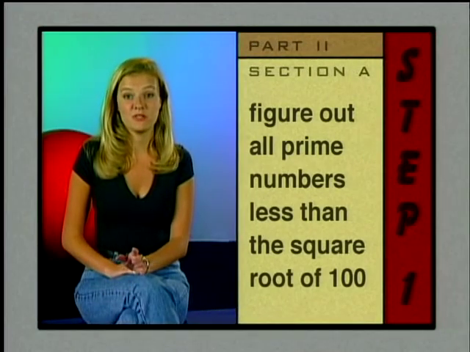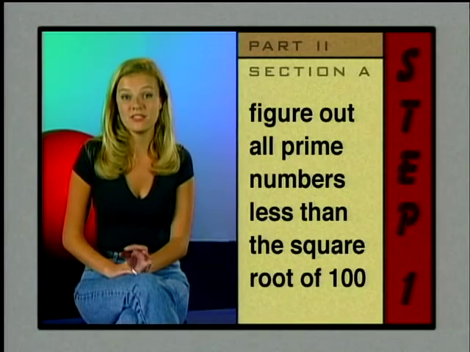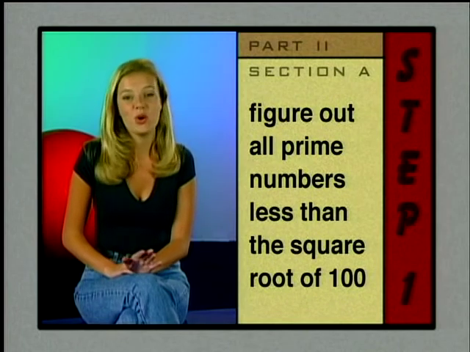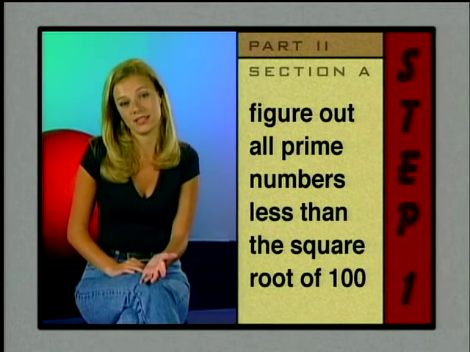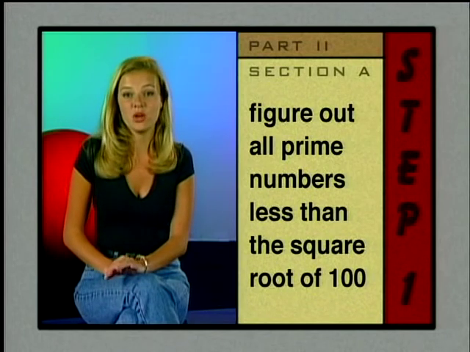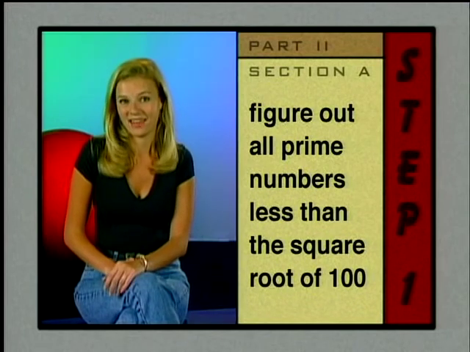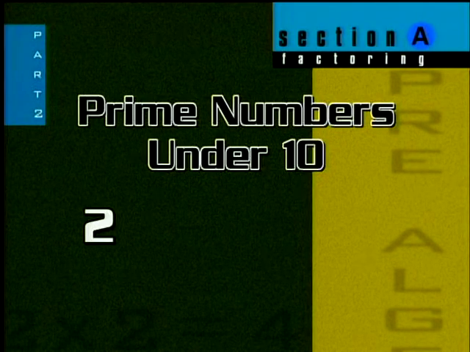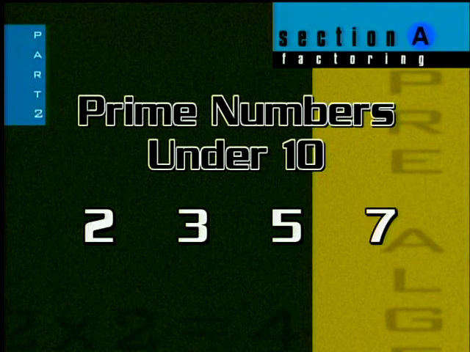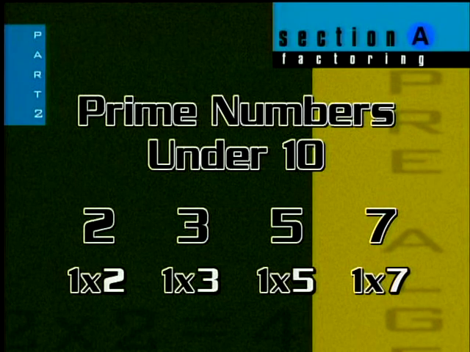Our first step is to figure out all of the prime numbers less than the square root of 100. If you don't know about square roots yet, don't worry too much about it right now. We're going to look at that more in the next section. For now, just know that the square root of 100 equals 10. So what are all the prime numbers under 10? We've got 2, 3, 5, and 7. Remember, we know this because each of these numbers has only two factors, 1 and itself.